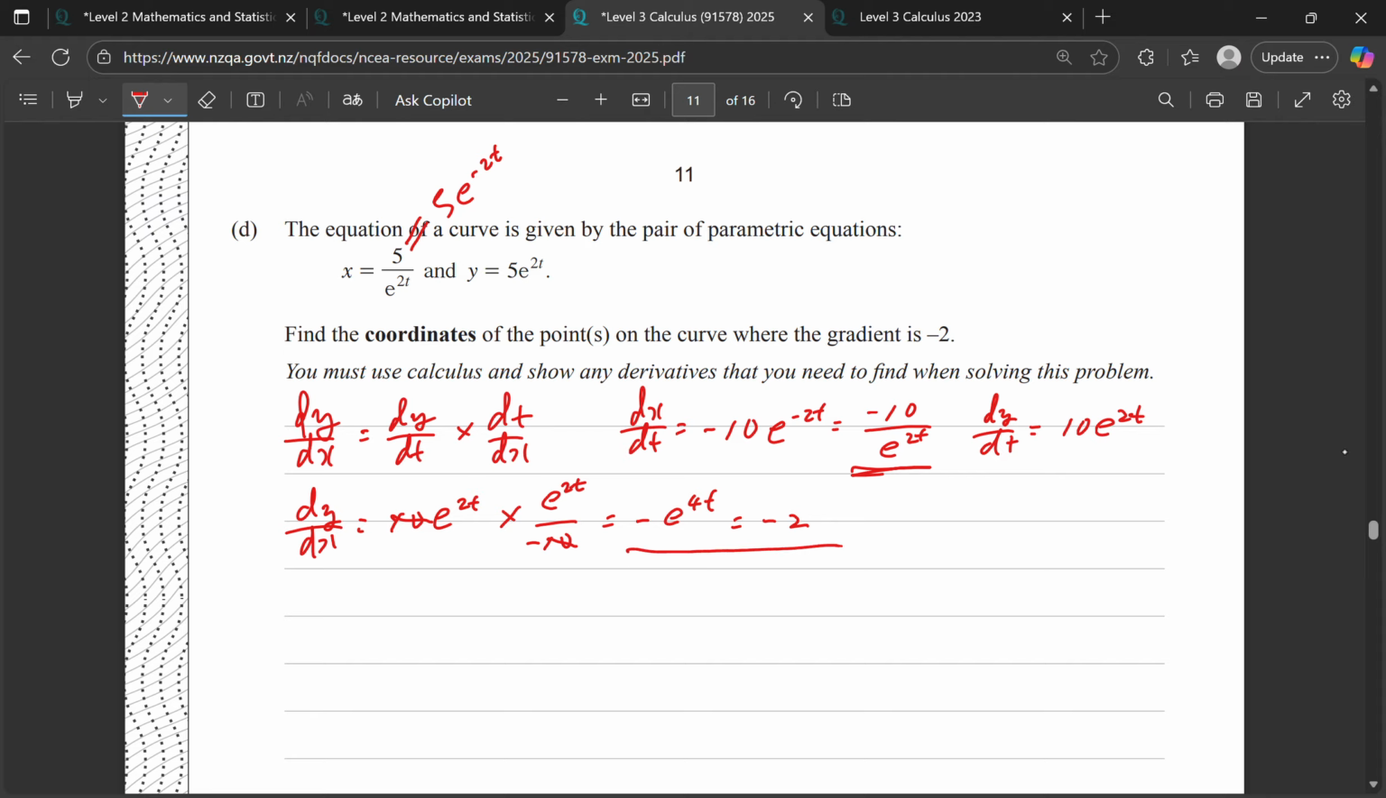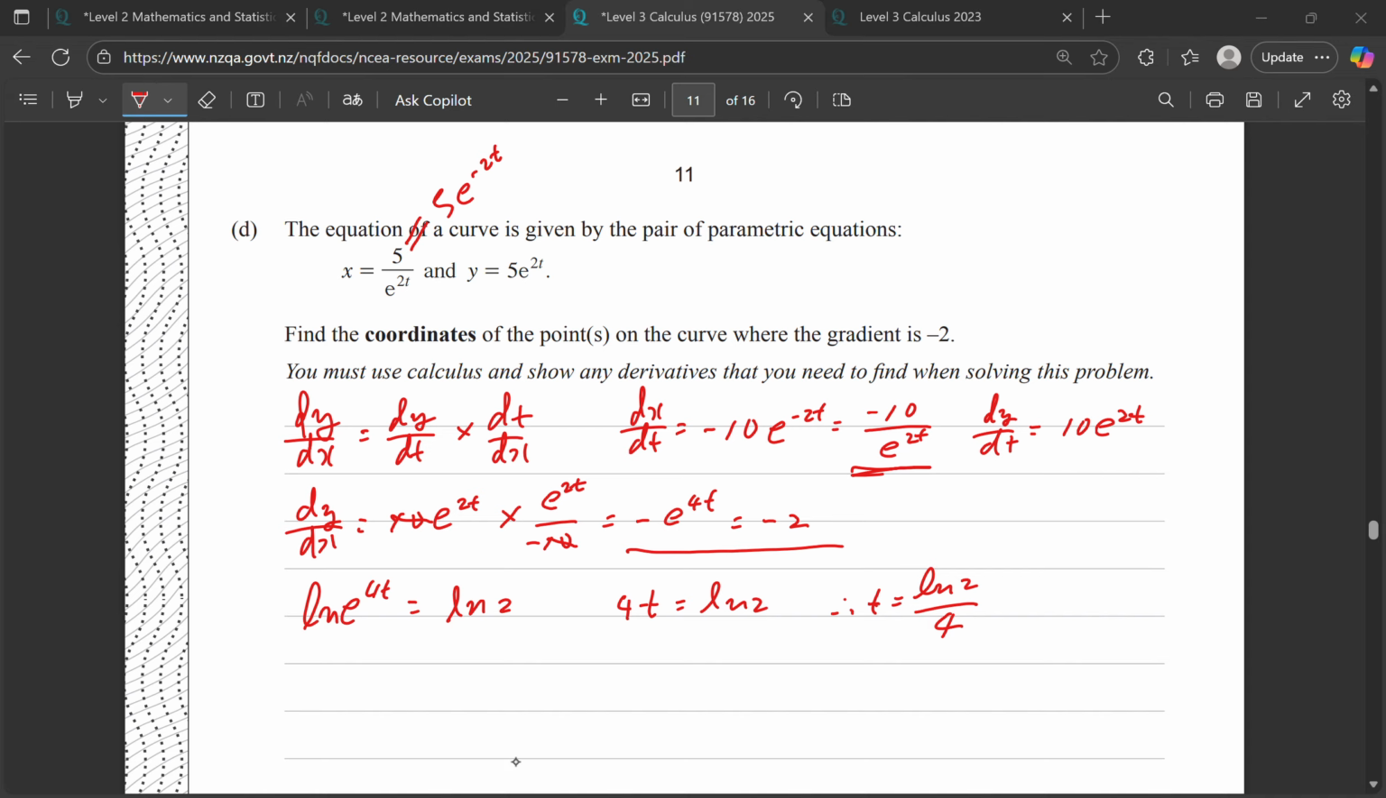So to solve this equation, we have to use ln on both sides. First of all, we get rid of the minus. So e to the power of 4t equals 2, and then you put ln on both sides. That leads to 4t, since ln e is just 1, so 4t equals ln 2. So that means t equals ln 2 over 4, right? So now we have to find x and y coordinates. When t is ln 2 over 4, what are the x and y values?